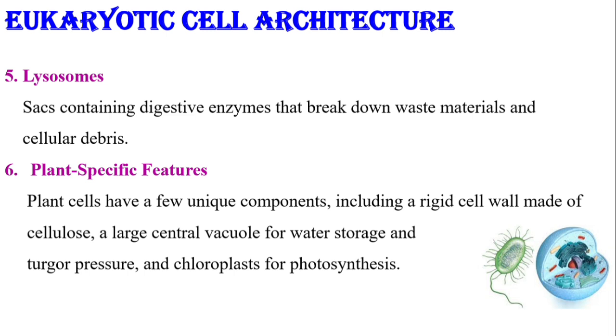Plant-specific features. Plant cells have a few unique components including a rigid cell wall made of cellulose, a large central vacuole for water storage and turgor pressure, and chloroplasts for photosynthesis.